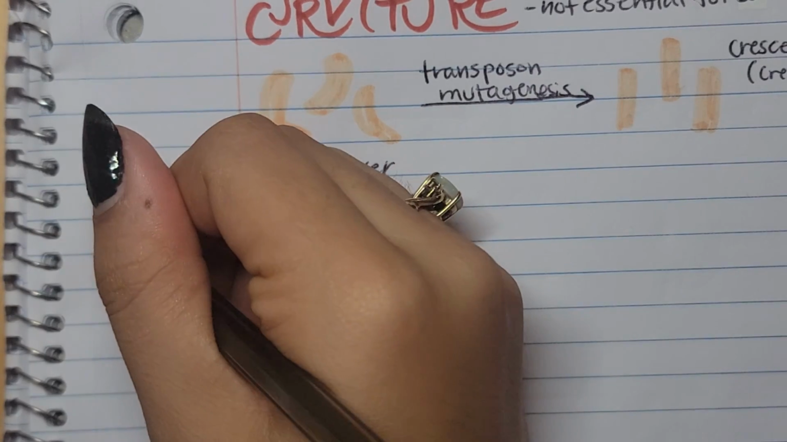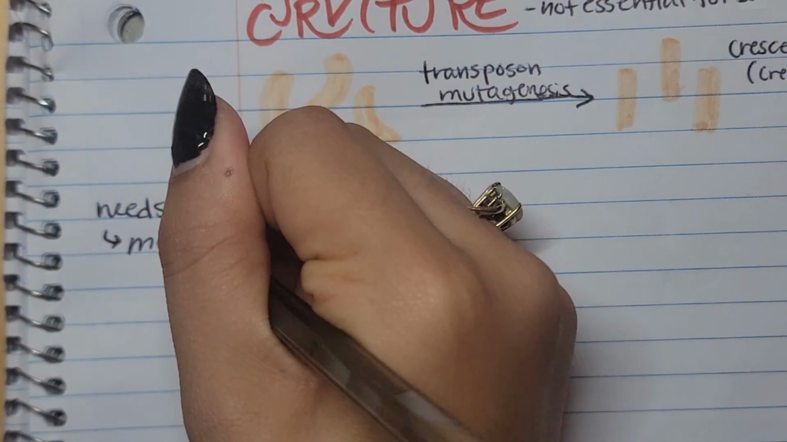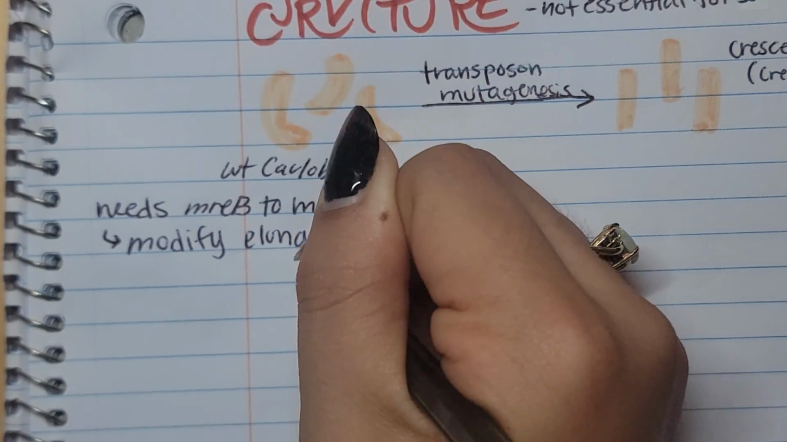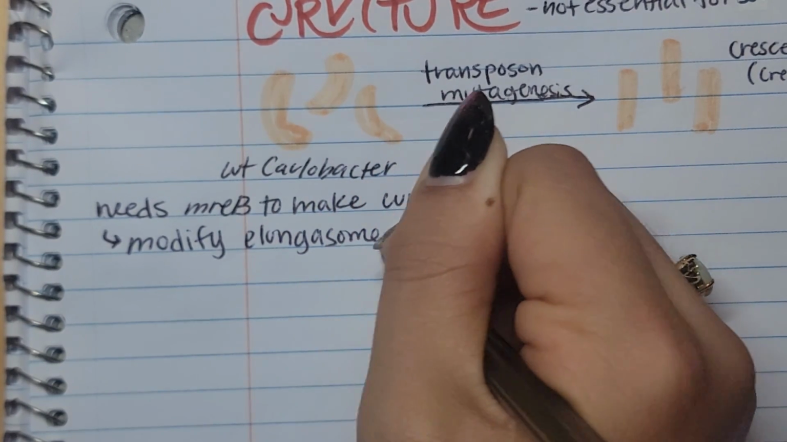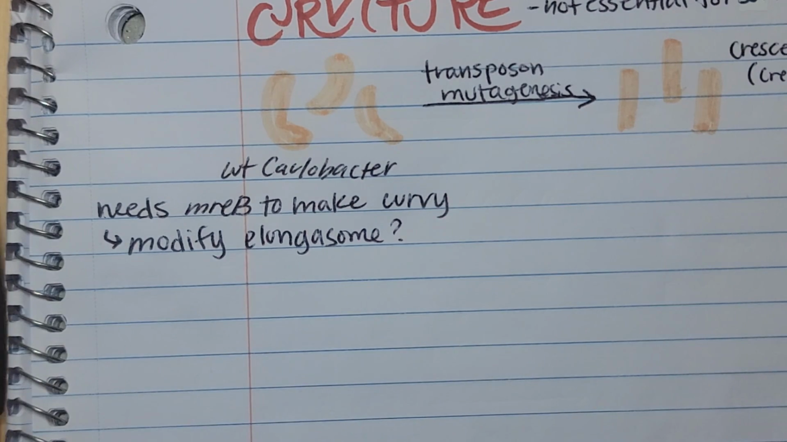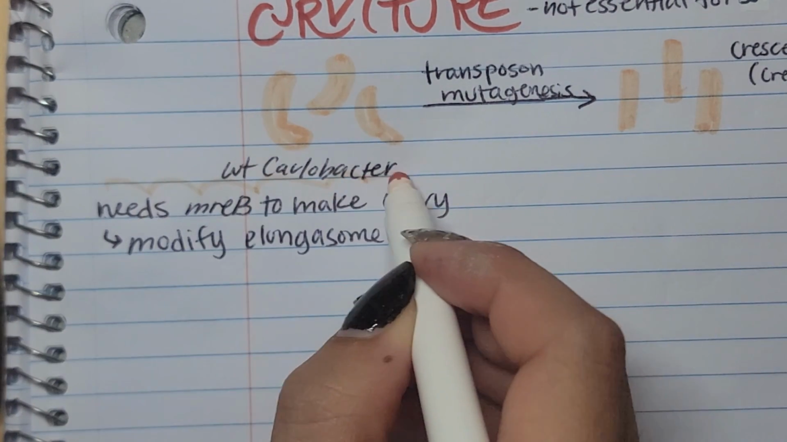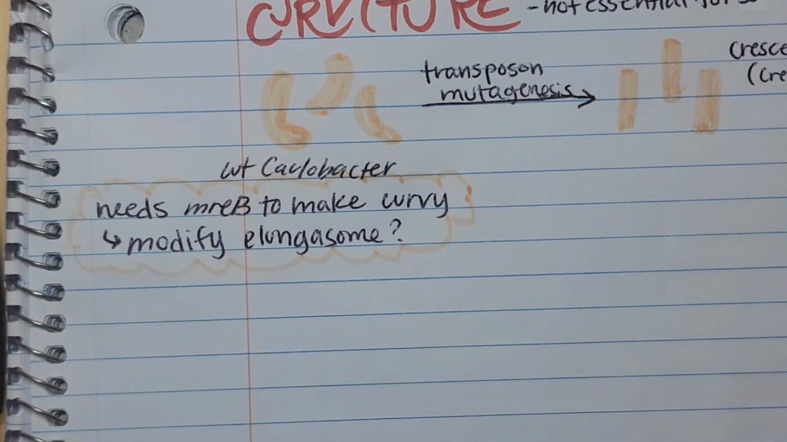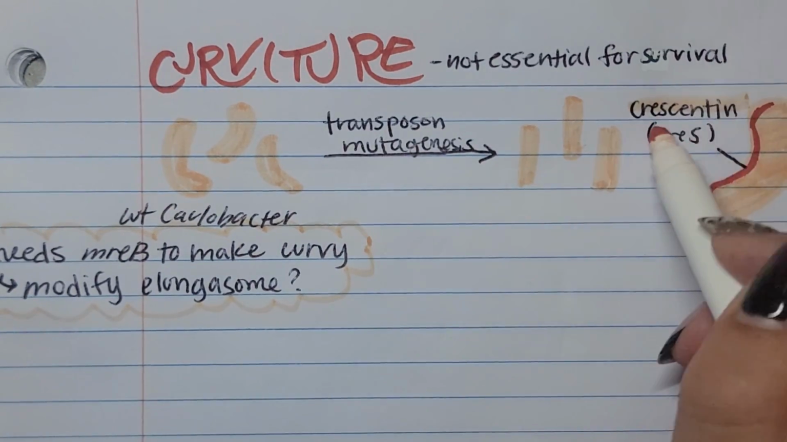So people think, does it change the activity of the elongosome? Does it use the elongosome? I don't know, but that's the thought. Possibly. TBD, I guess. Read some research papers so I don't have to. But crescentin, this is cool.